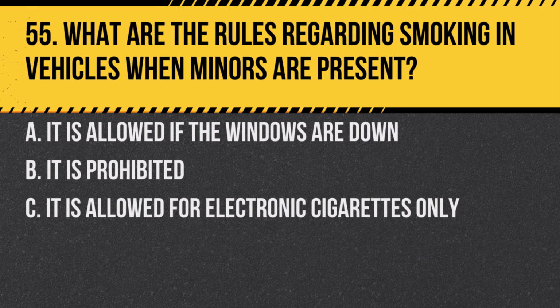Question 55. What are the rules regarding smoking in vehicles when minors are present? A. It is allowed if the windows are down. B. It is prohibited. C. It is allowed for electronic cigarettes only. Answer: B. It is prohibited. California law prohibits smoking in vehicles when minors are present to protect them from secondhand smoke.